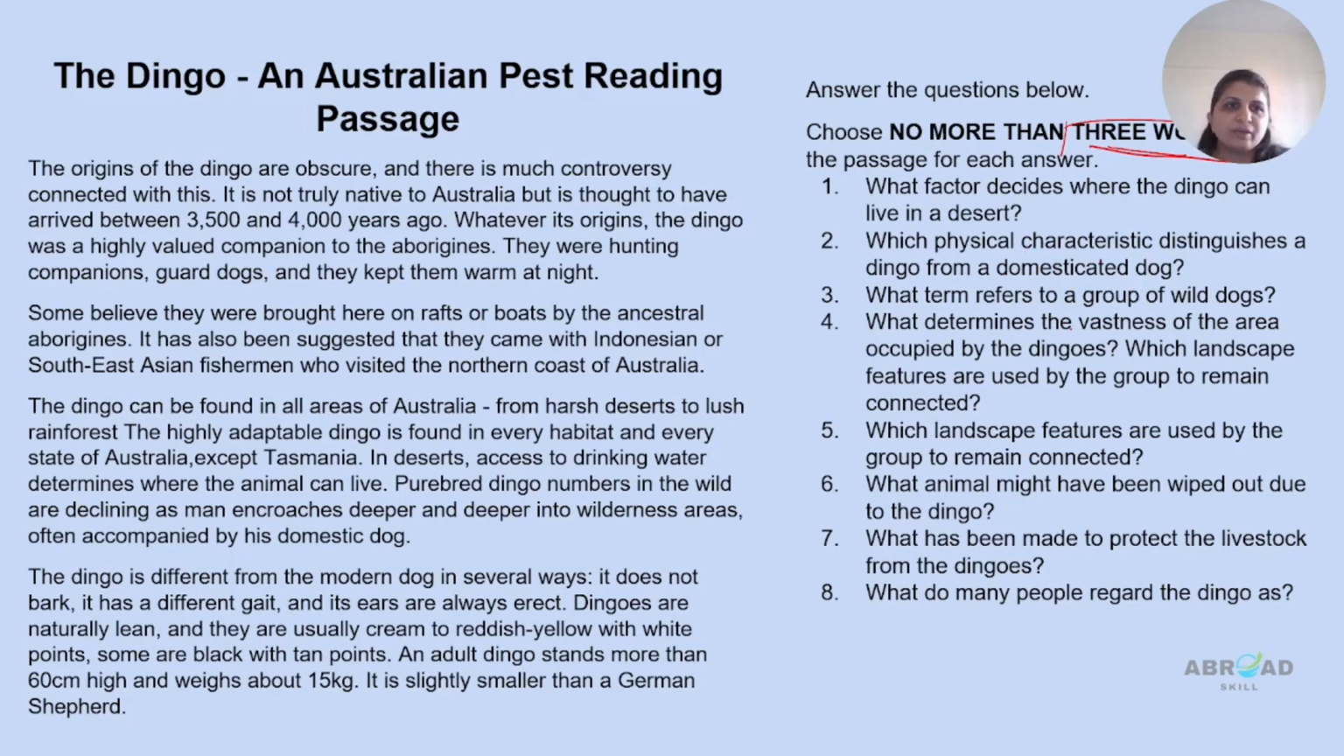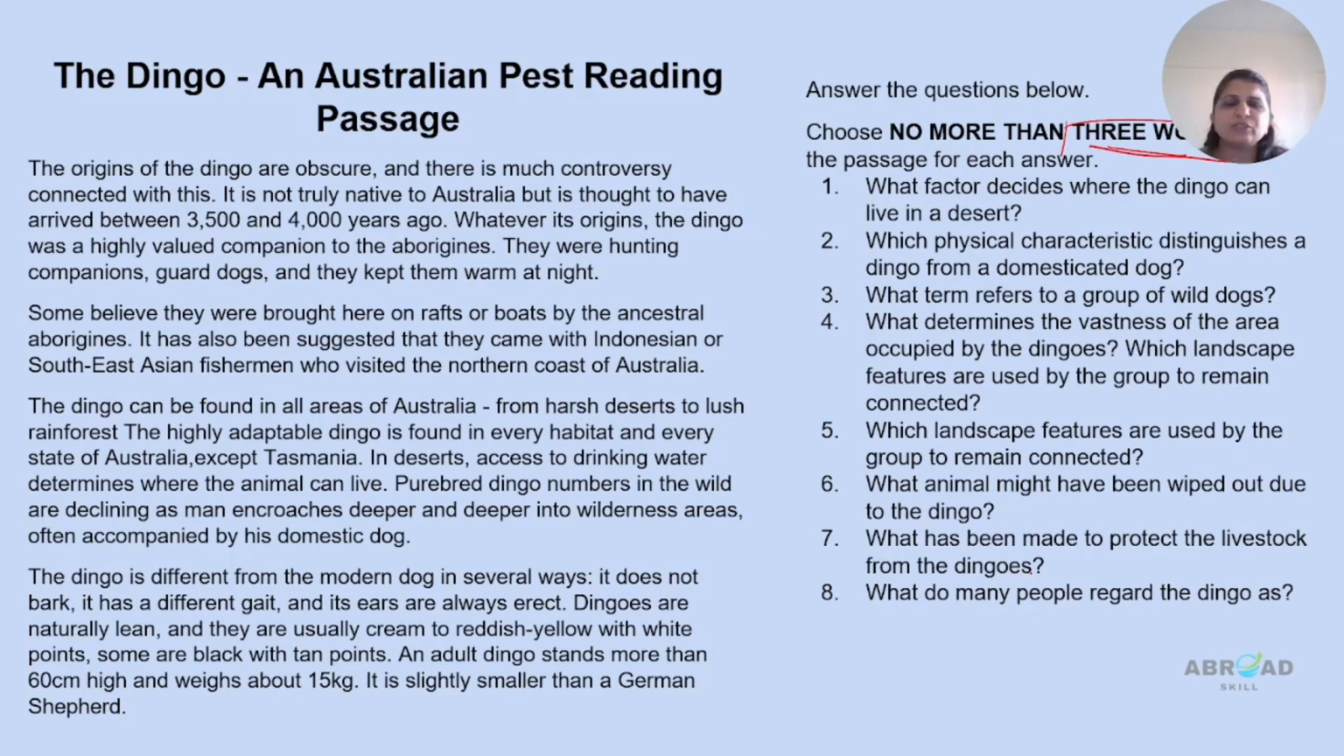Second, which physical characteristic distinguishes a dingo from a domesticated dog? Third, what term refers to a group of wild dogs? Fourth, what determines the vastness of the area occupied by the dingoes? Fifth, which landscape features are used by the group to remain connected? Sixth, what animal might have been wiped out due to the dingo? Seventh, what has been made to protect the livestock from the dingoes? Eighth, what do many people regard the dingo as?